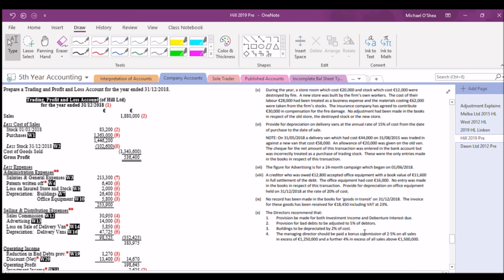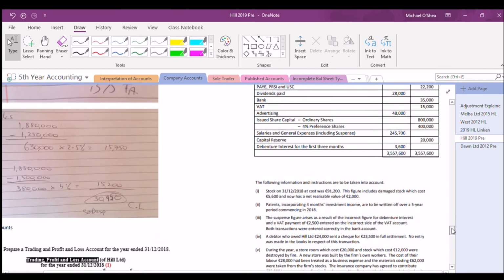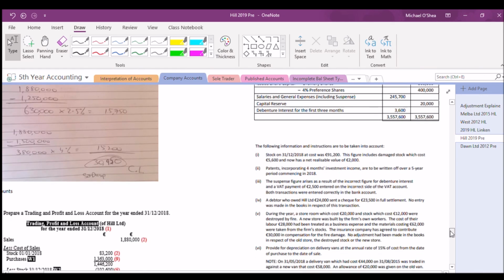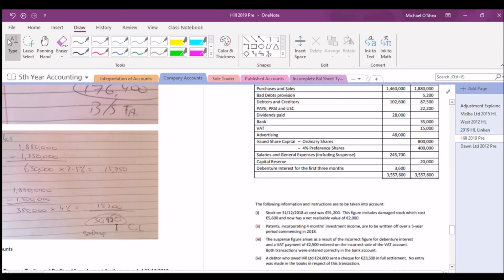So again, probably the easiest way to look at it is everything from 1.25 million to 1.5 million. So that's 250,000 multiplied by 2.5%, and then everything above here, which works out at 380,000 multiplied by 6.5%, because you had a further 4% in excess of sales. So 4% plus 2.5% is 6.5% commission above 1.5 million. Whichever way you do it, you end up with a final answer down here of 30,950. This is a selling and distribution expense, and also it's money that we have yet to pay, so it's a current liability.